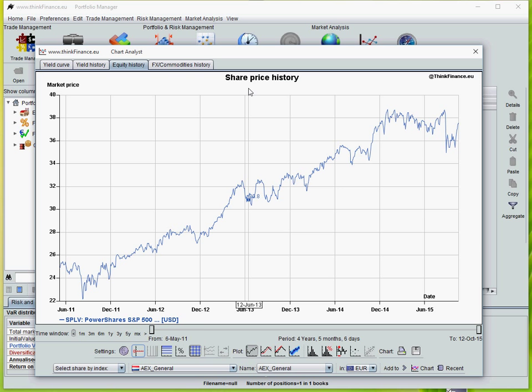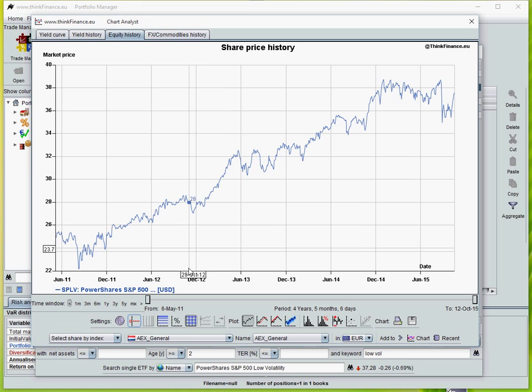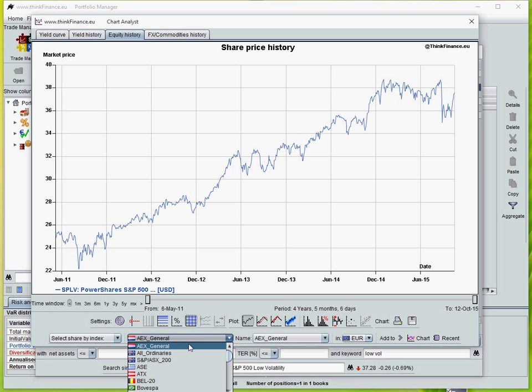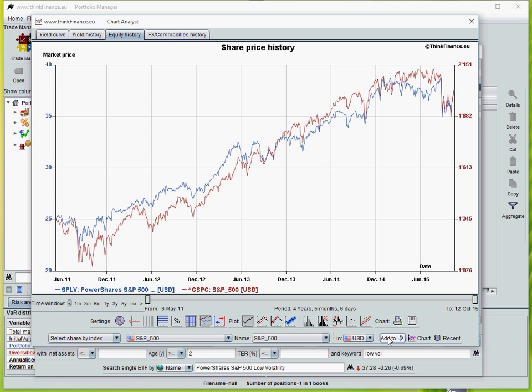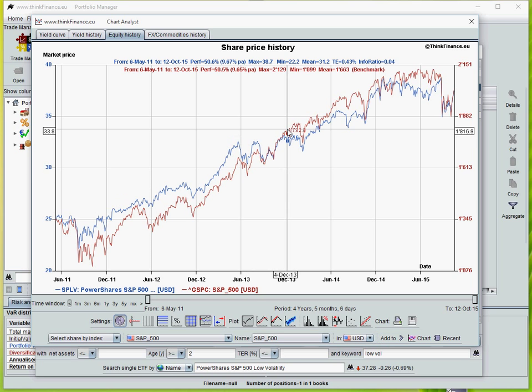I double click on it, and here's the history of this low vol ETF. Now, because this is an S&P 500 low vol ETF, I would like to look at the corresponding benchmark. So let's select the S&P 500 and add it to the performance chart. If I want to know the tracking error, I click on the information button and I see the tracking error of this low vol ETF is 0.43%. Information ratio is very close to 0, so the performance is very similar.